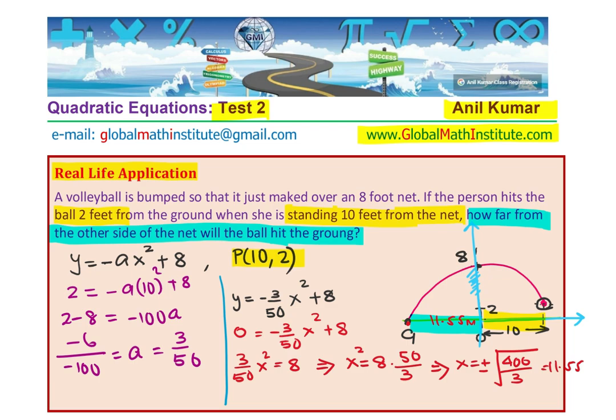So negative really means on the other side of the net. So our answer will be 11.55 meters on the other side. Distances are measured in positive values, and therefore we are using the term other side. I hope it makes sense, right?